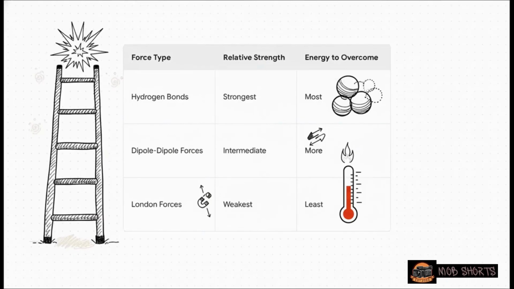So let's put it all together. Think of it like a ladder of strength. At the bottom, you have the weakest, the London forces. In the middle, you've got dipole-dipole forces. And at the very top, the strongest of them all are hydrogen bonds. This little ladder is your key to unlocking everything. The stronger the force, the more energy it's going to take to break it.